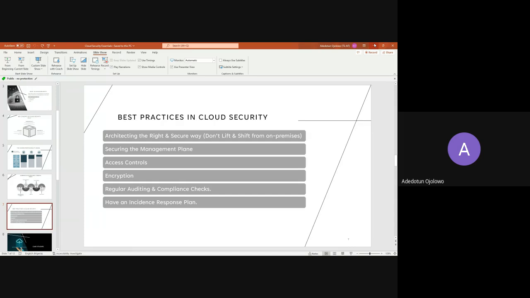Ensure that you can use things like scripts and playbooks to quickly contain this. Ensure that you can also easily find the root cause of the incident. So it's very essential that you have an incident response plan. And there are so many ways that the cloud has made it easy to have a great incident response plan.